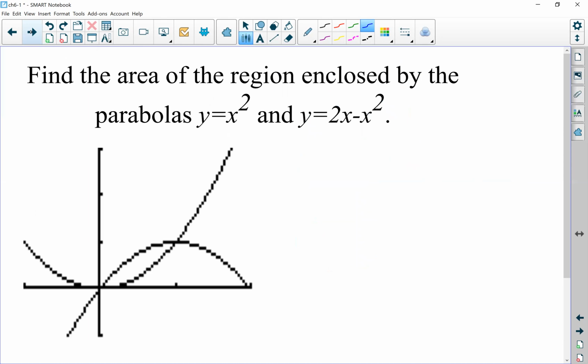All right, find the area of the region enclosed by the parabolas y equals x squared and y equals 2x minus x squared. I even gave you a graph. Look at that. How nice am I? All right, don't answer, please. That's all right.